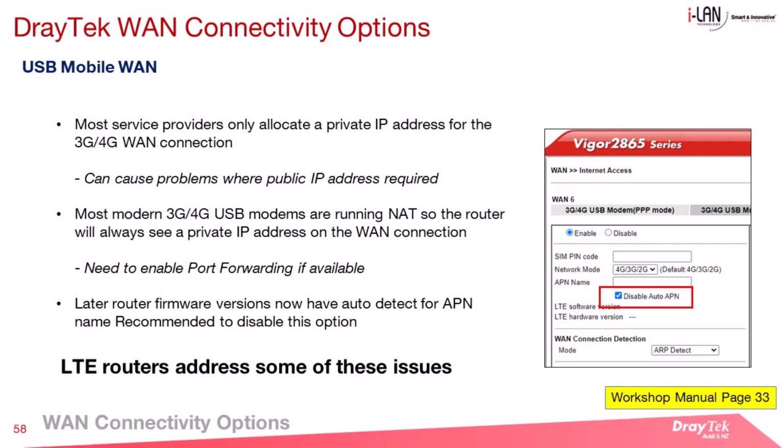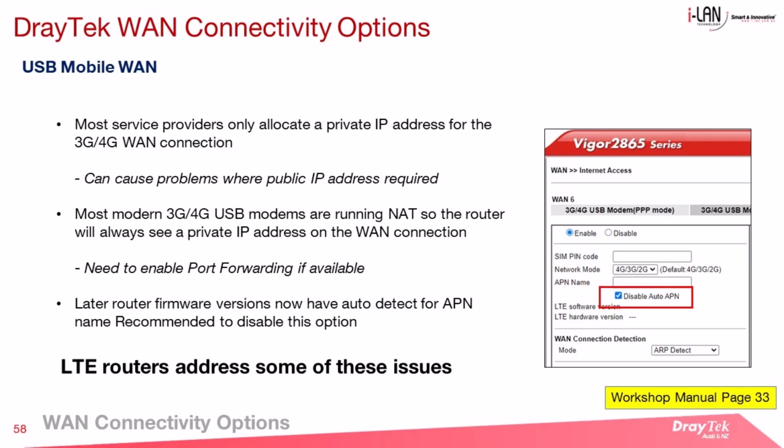Few points to note when using USB mobile WAN is that most service providers only allocate a private IP address. I've mentioned this before. This can cause problems if you have incoming connections such as VPNs, or if you want to redirect the port. Now, with some service providers, it's possible to request a public IP address, but others can't or won't give that to you.